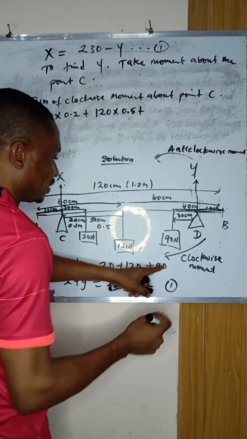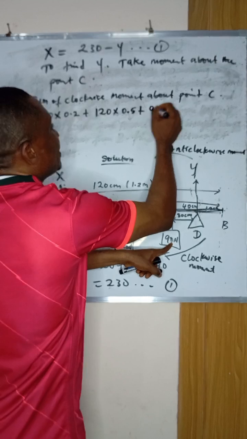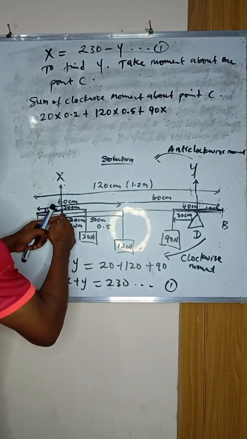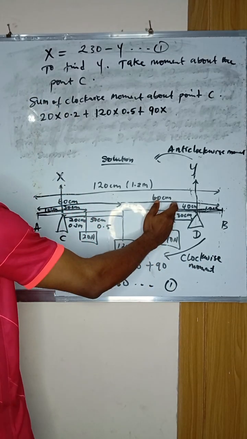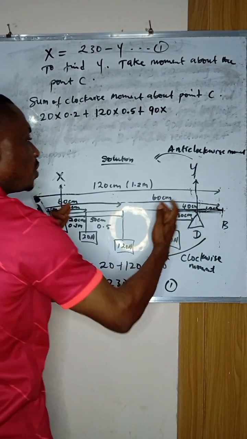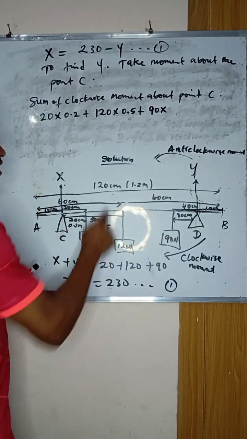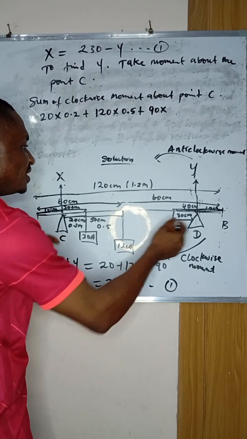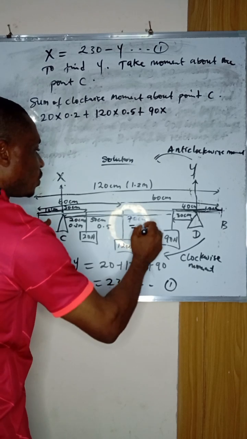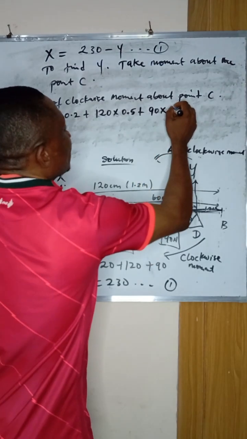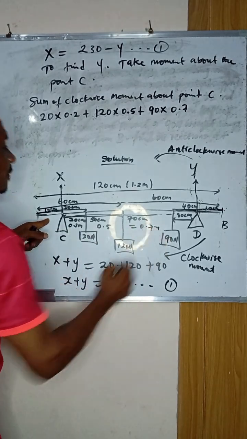Plus, look at this other force here. What is the distance from here to here? We have 90 times. If we have removed 40 and 10 from the wooden rod, 10 plus 40 is 50. So 120 minus 50 will give you 70 cm, which is equal to 0.7. So here it is times 0.7. That is the perpendicular distance, this force times the perpendicular distance.